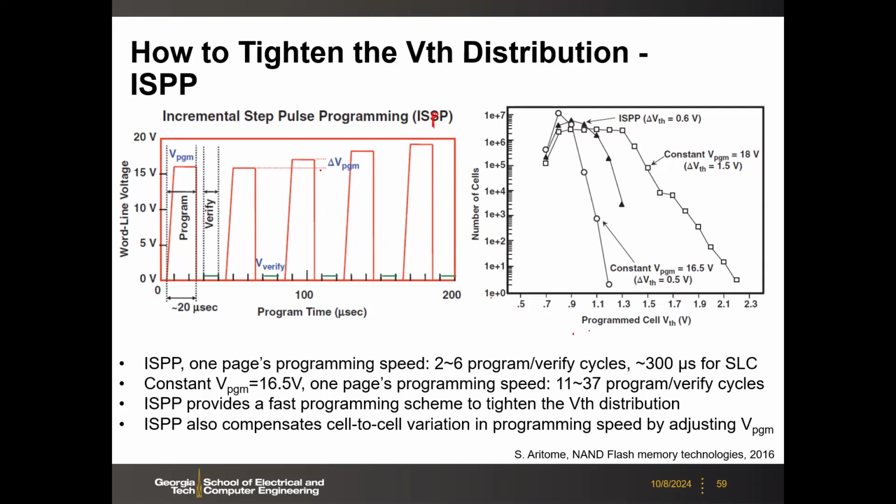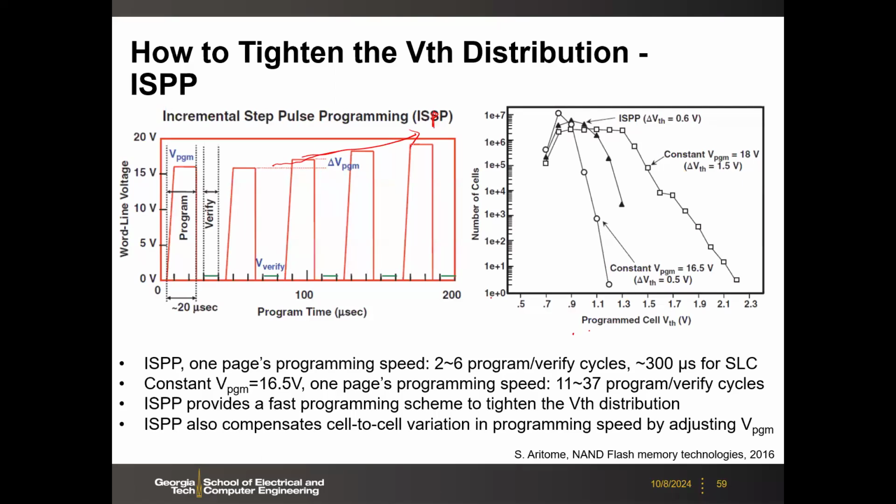To make it more effective, you want to ramp up the pulse amplitude. So you fix the pulse width, but generally you ramp up the programming voltage step by step. That's why it's called incremental step pulse programming.